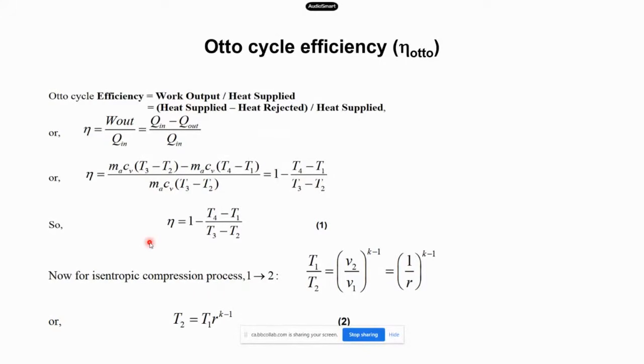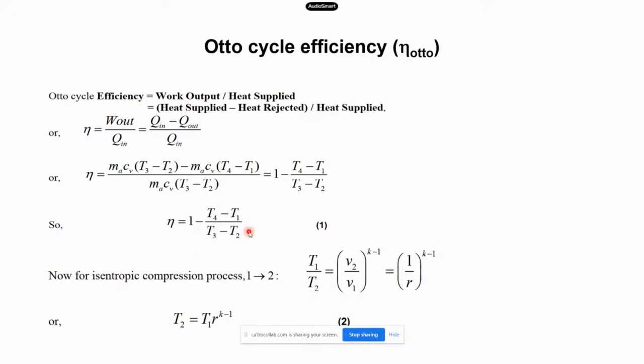So our final answer is that the efficiency of the Otto cycle is 1 minus this. This is our final one. But sometimes in the exam, when the question says calculate the efficiency, you find that you have to calculate T2, T3, T4. And in that process, you can make a mistake, because if your T2 is wrong, it's going to affect T3, it's going to affect T4. So there's a shortcut to this.